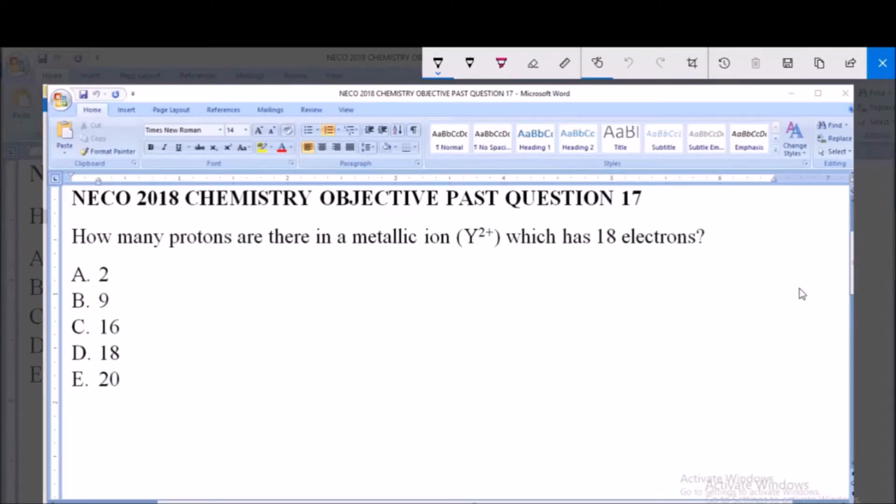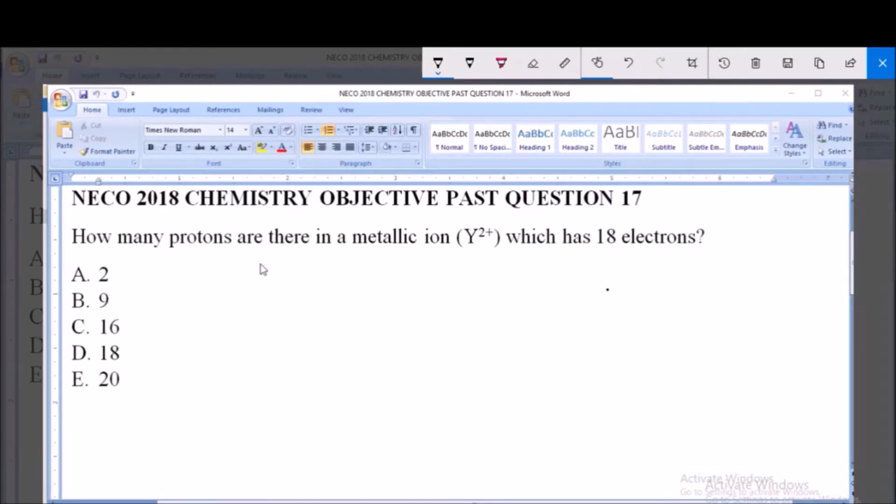How many protons are there in a metallic ion Y2+, which has 18 electrons? A. 2, B. 9, C. 16, D. 18, E. 20.